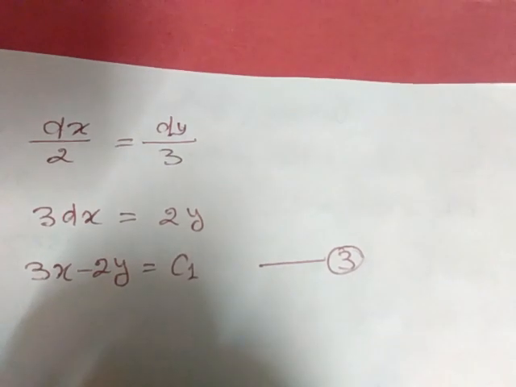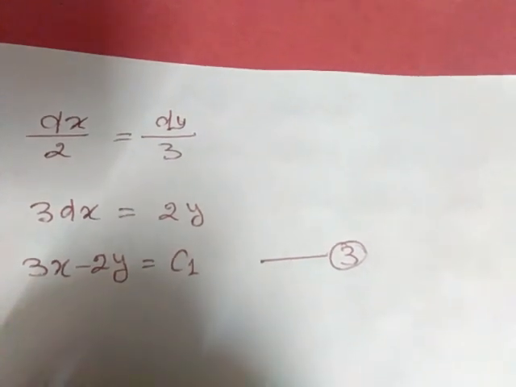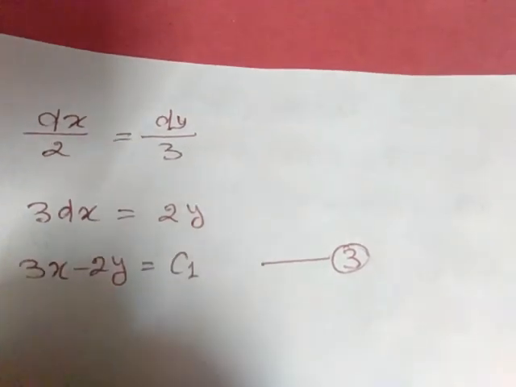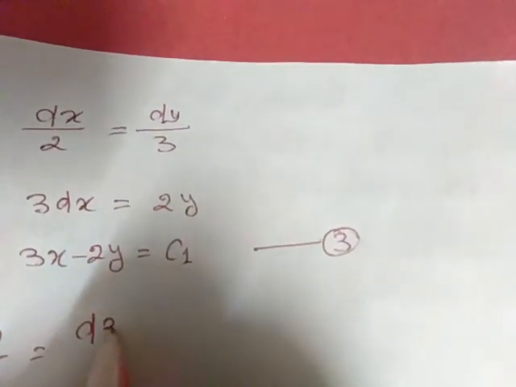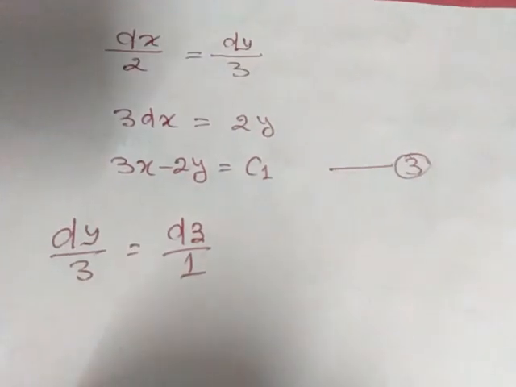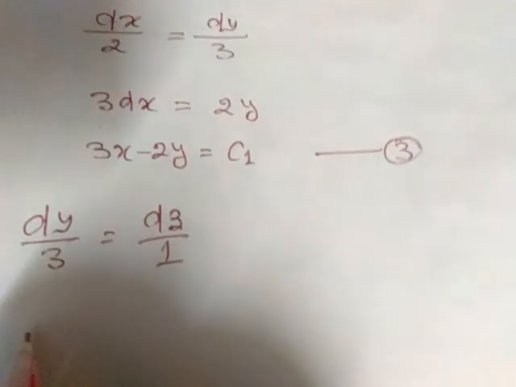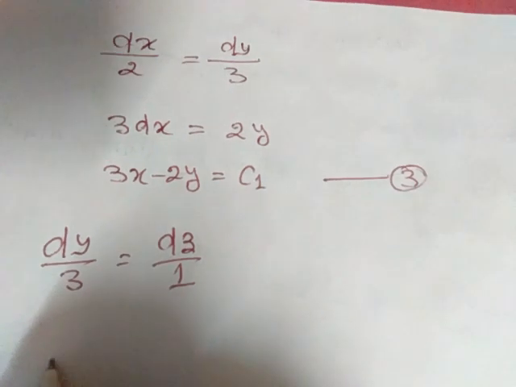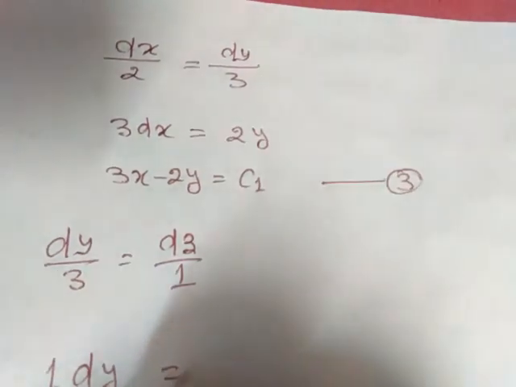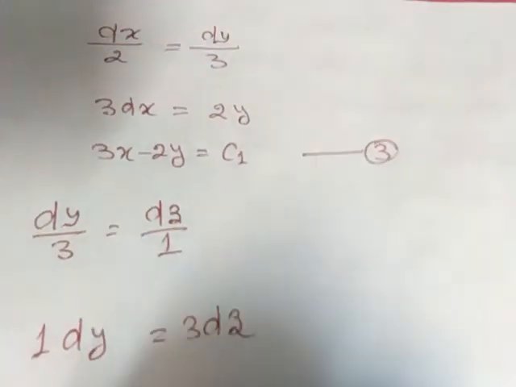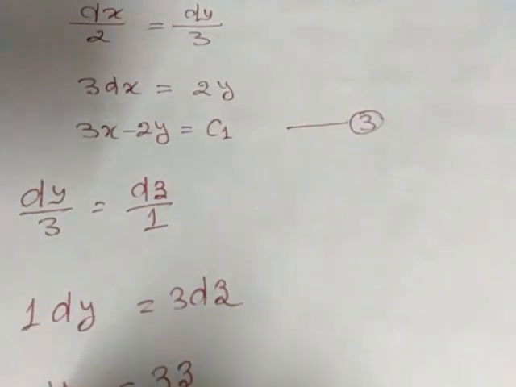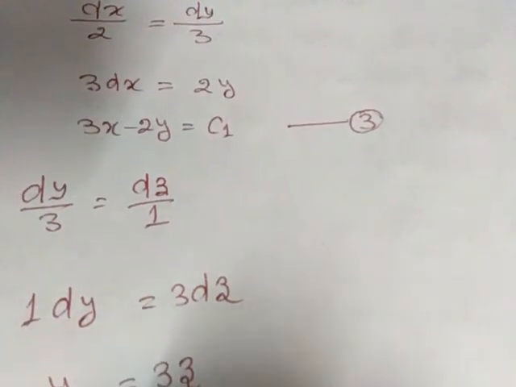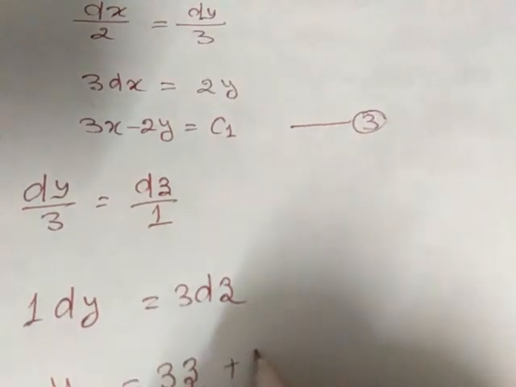Similarly, we can take the last two factors. We get dy by 3 is equal to dz by 1. Now these two factors can also be easily integrated as y = 3z, or y minus 3z is equal to c2.